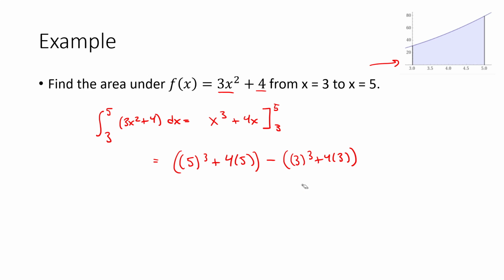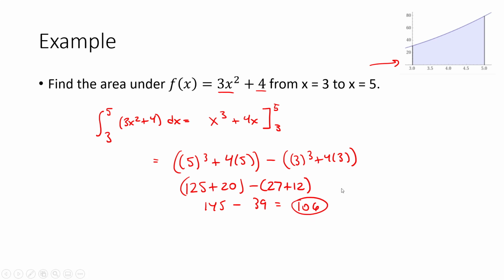You can certainly use a calculator to do this. I'm going to do it by hand here, but you can power through this arithmetic in whatever way you see fit. So this is going to be, let's see, 145 minus 39, and so if it was 40, so this is going to be 106. What you have found is this area. And you're not approximating it. You're not estimating what it is. You have found the area exactly.